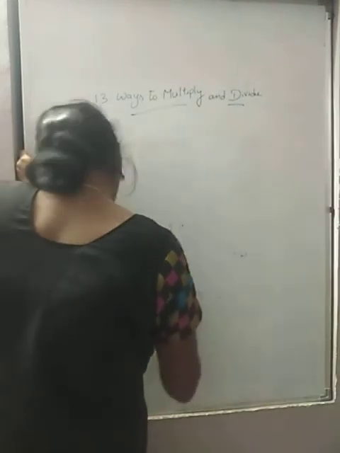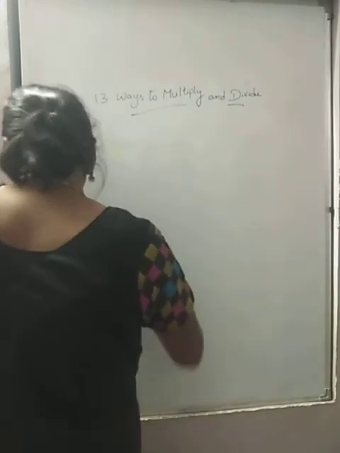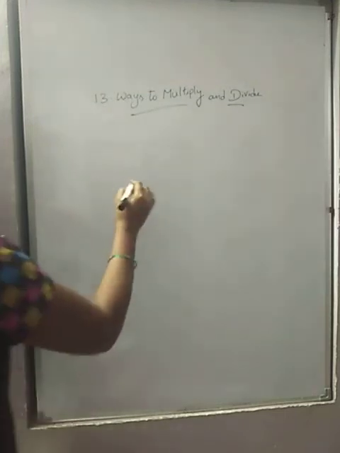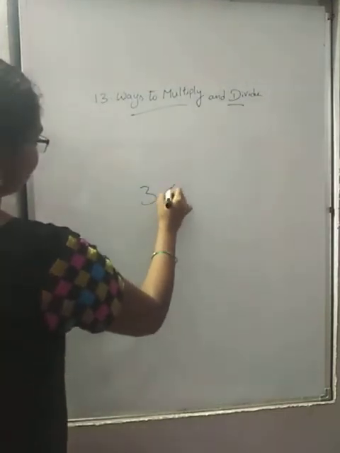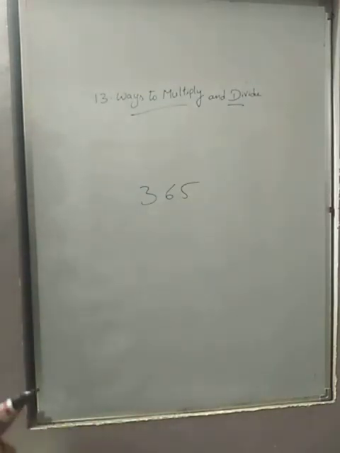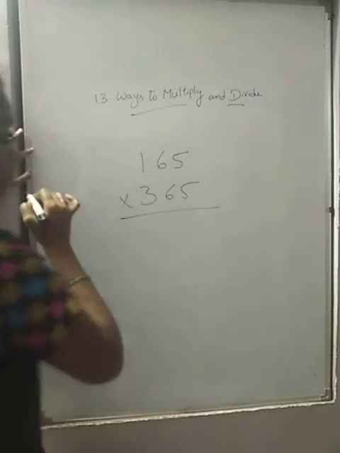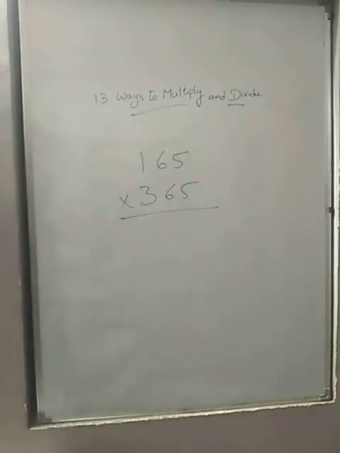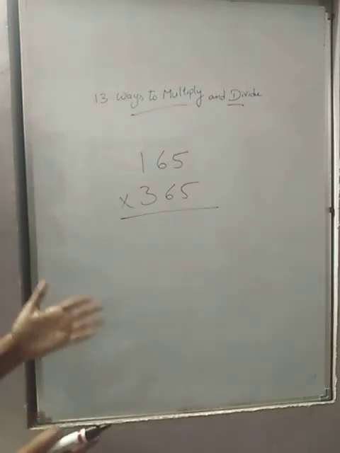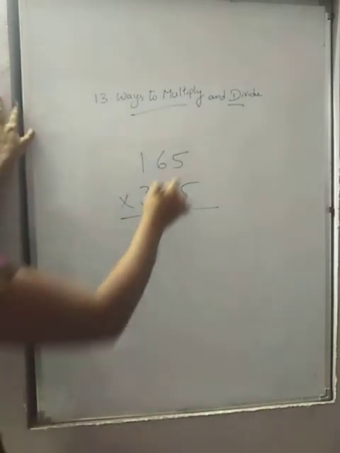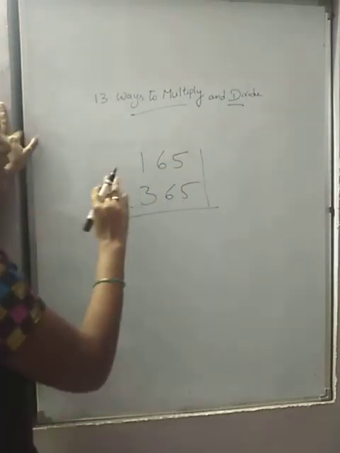Next, if he is called for all the days of the year, how much salary will he get? For 1 year, how many days? 365 days. For 1 year, 365 days. How much money will he get for 1 day? For 1 day, he'll get 165 rupees. How much money will he get if he comes the whole year? That means if he came 365 days, how much will he get? For 28 days, we did 165 into 28. But here, how many days for 1 year? 365 days. So, we should do the multiplication in triple digit.